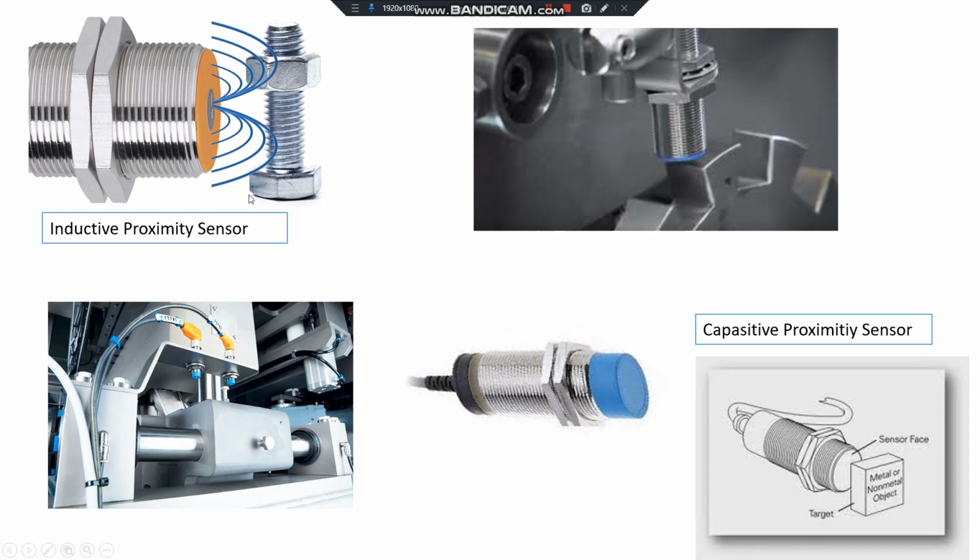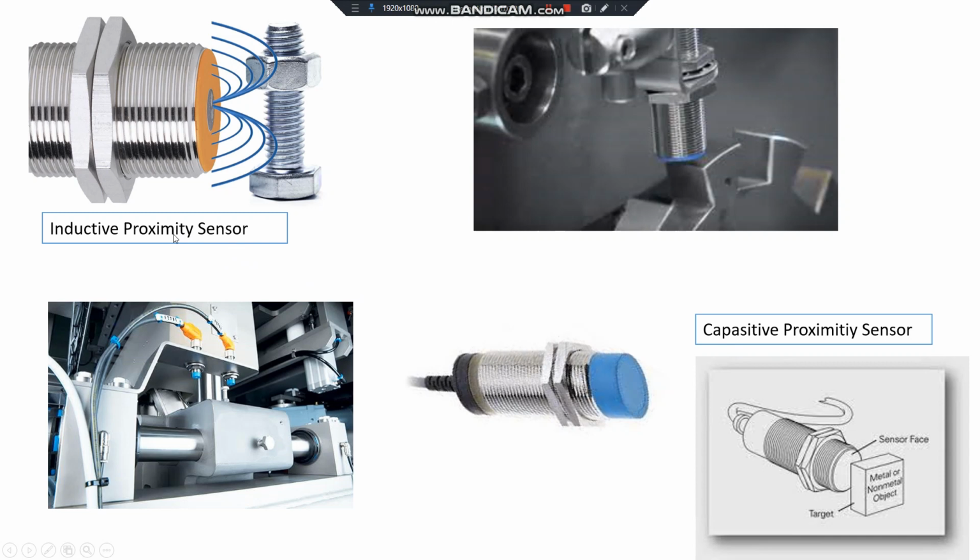There are many sensors in the industrial area. In this video, we will talk about some types, especially those that are frequently used in many areas. Let's begin with the proximity sensors. Proximity sensors have two types: inductive proximity sensors and capacitive proximity sensors.